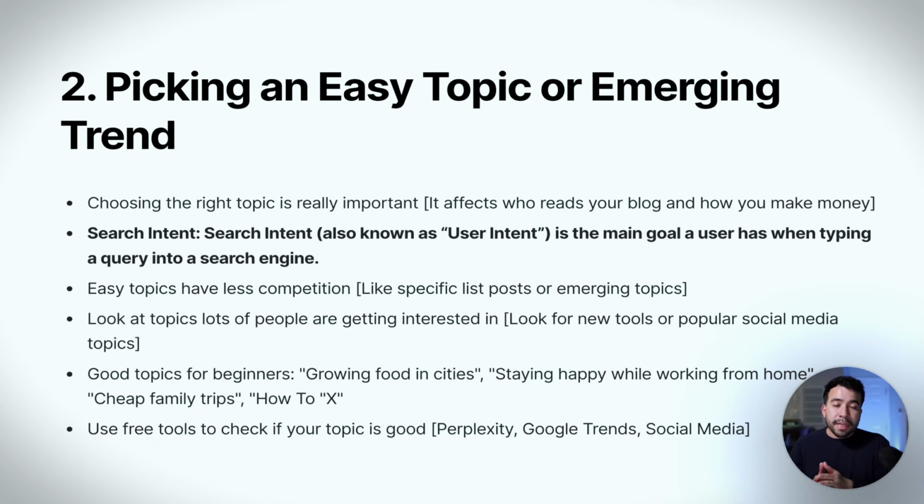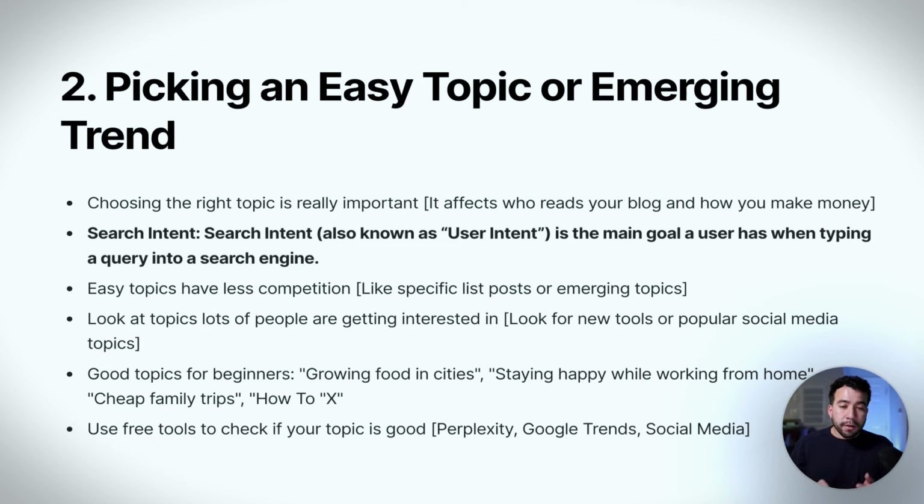So from here, now that you know how to do AI blogging prompts, it's really important to pick the right keywords. Now we need to talk about picking an easy topic or emerging trend that you can write with AI on. Now, choosing the right topic is really important because it affects who reads your blog and how you make money online. So this all comes down to search intent.